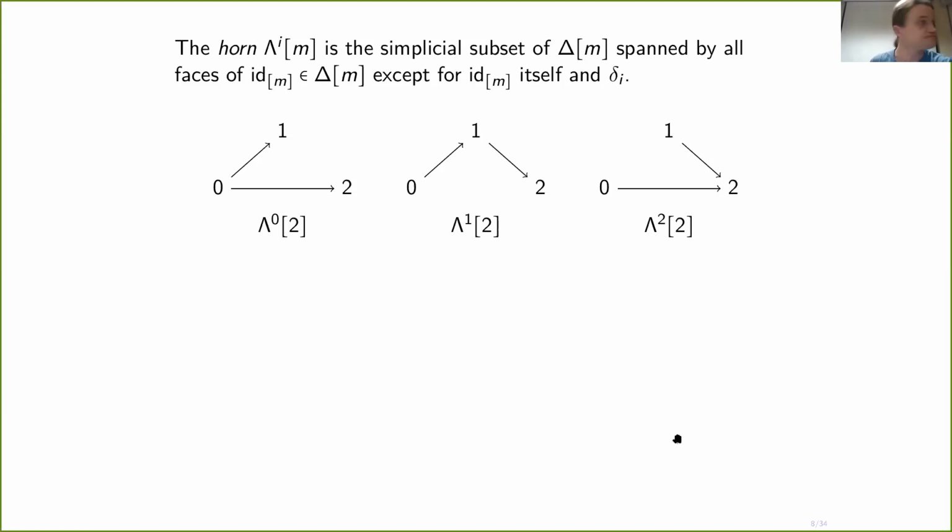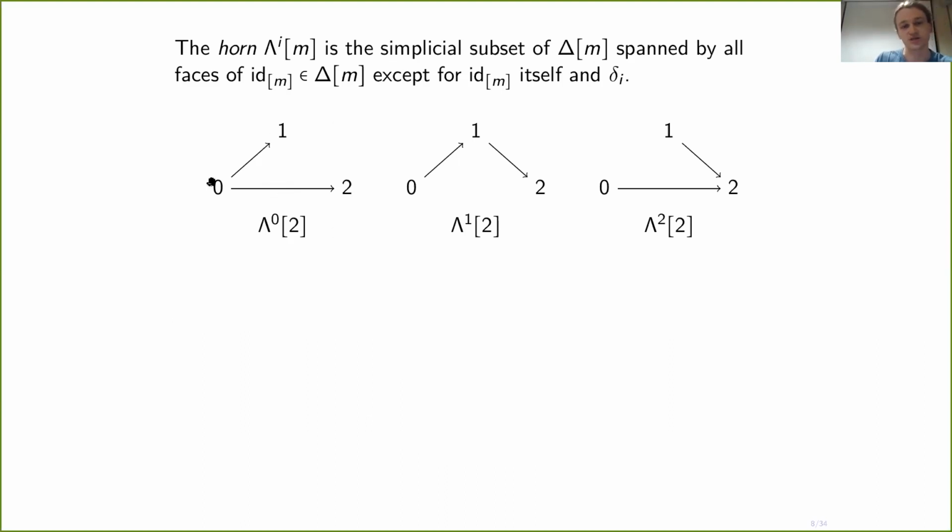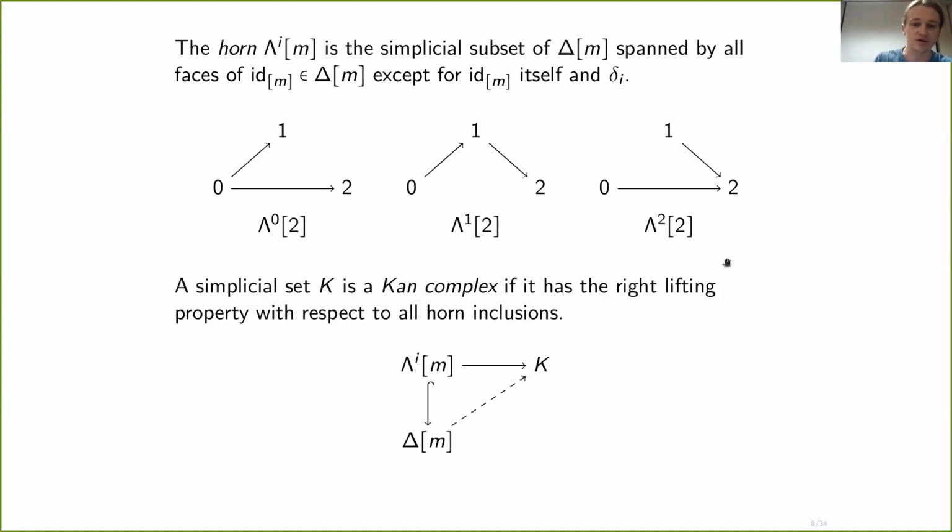So the horn, denoted by lambda i, m, is going to be the simplicial subset of delta m, which is spanned by all the faces of delta m except for the identity, i.e. the top simplex, and the face delta i, so the one lying opposite of a vertex i. And what you see in dimension 2 is lambda 0, 2, lambda 1, 2, lambda 2, 2. All of those things are contractible, but via more than one homotopy.